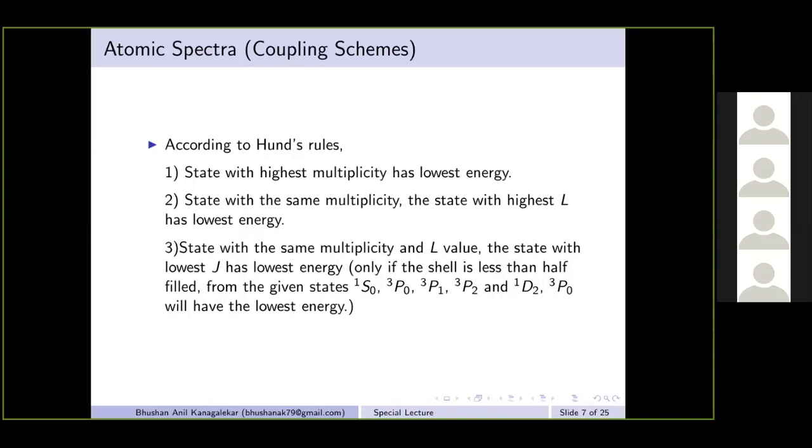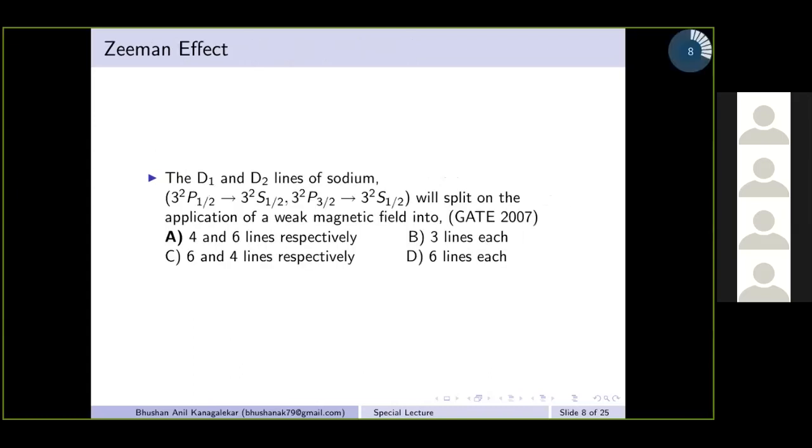So for the same S values, the state with lower J will be lower in energy when it is less than half filled. When it is more than half filled, then it will be the opposite. The state with a higher J will be lower in energy. So I'll go to the next slide.